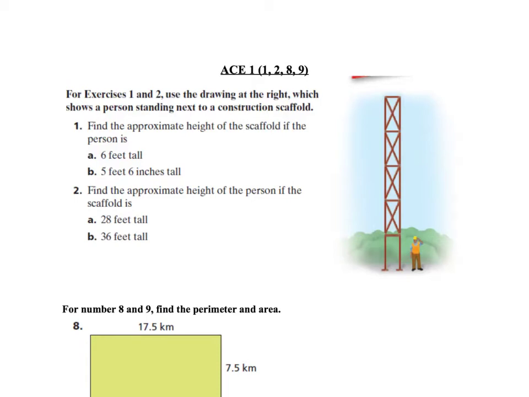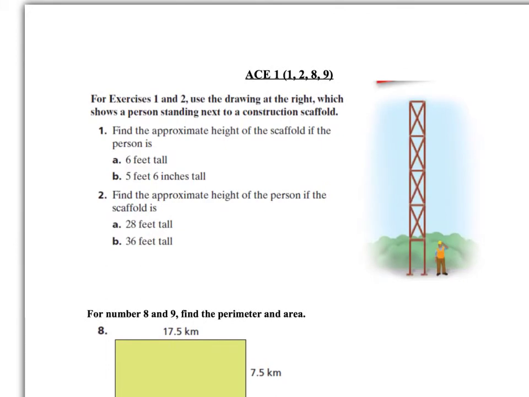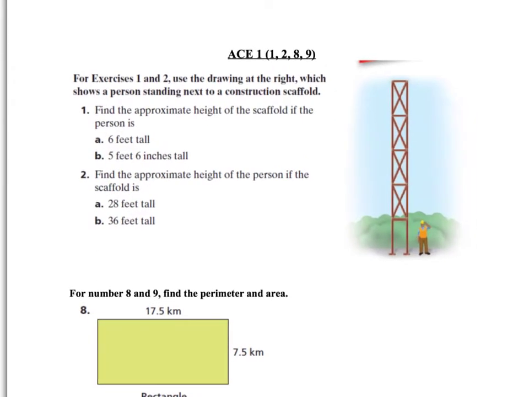Okay, these are the answers to ACE 1, numbers 1, 2, 8, and 9. The instructions tell us, for exercises 1 and 2, use the drawing at the right, which shows a person standing next to a construction scaffold. Find the approximate height of the scaffold if the person is, and the first one says 6 feet tall.